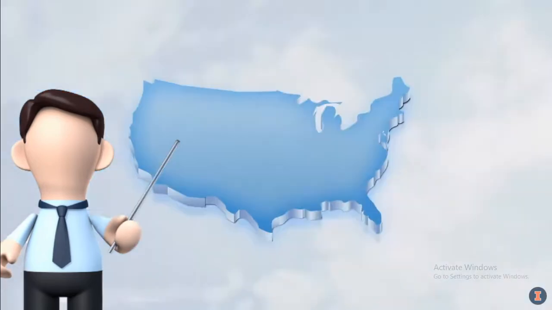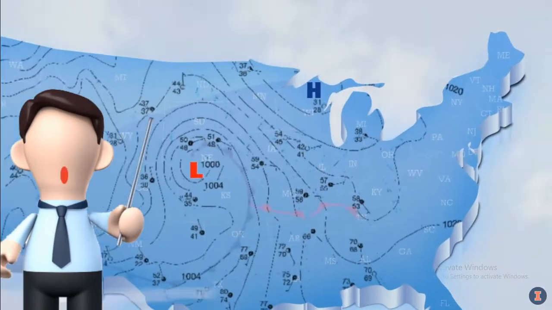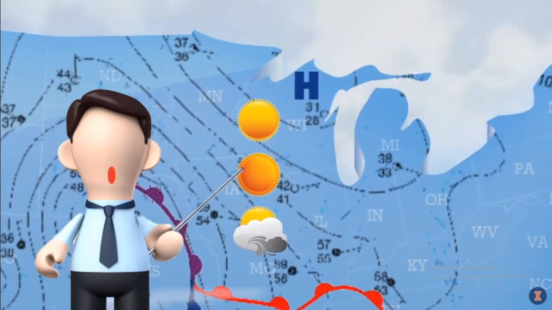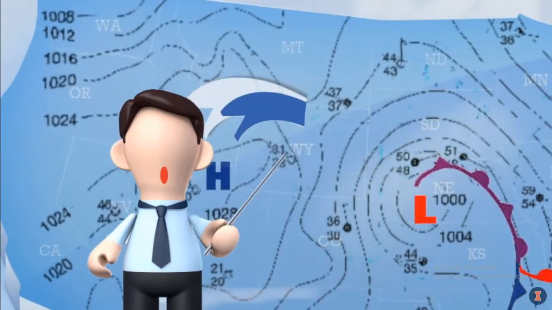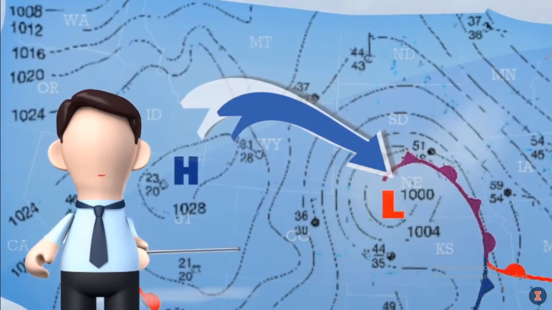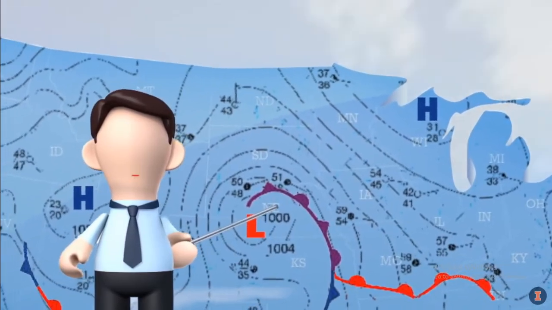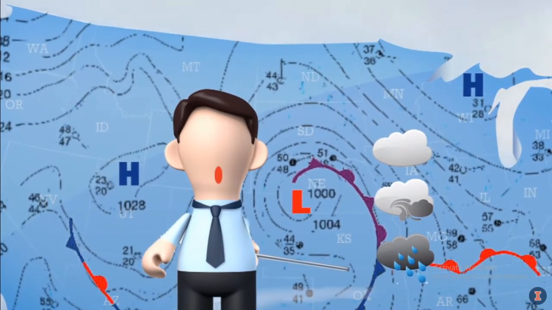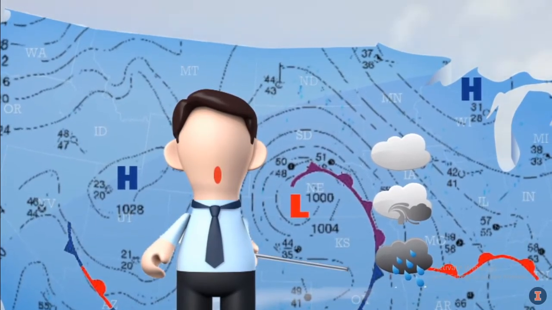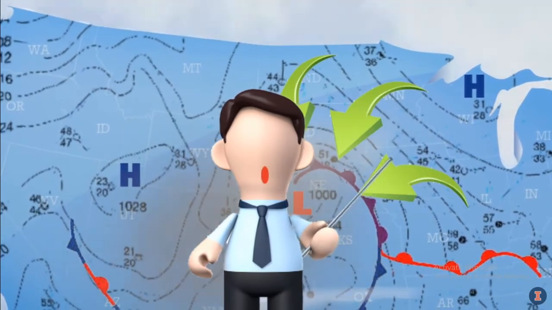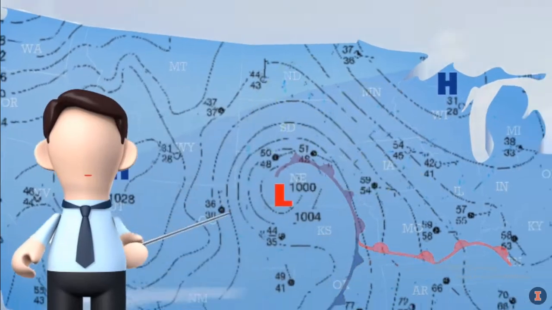Well, the H's represent an area of higher air pressure. Higher air pressure is generally associated with fair or good weather. Air is moving in a clockwise fashion away from the high pressure. The L's represent an area of lower air pressure. Lower air pressure is generally associated with cloudy or stormy weather. Air is moving in a counterclockwise fashion towards the low pressure.